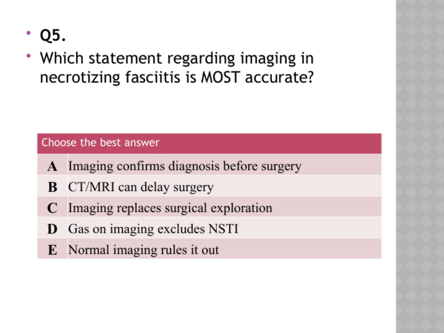gold standard for diagnosis. Option D implies that the presence of gas on imaging excludes NSTI. Actually, gas can be present in necrotizing infections, but its presence doesn't exclude necrotizing soft tissue infections, so this statement isn't accurate. Finally, option E says that normal imaging rules out NSTI. However, normal imaging doesn't definitively rule out necrotizing fasciitis, especially early in the disease course.